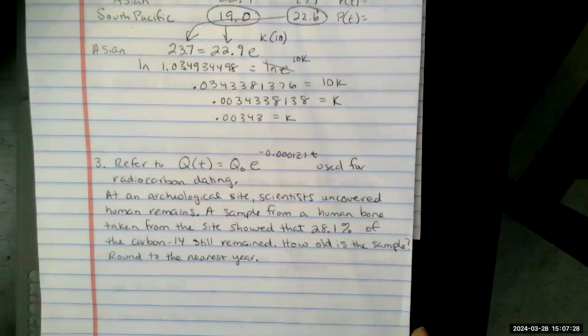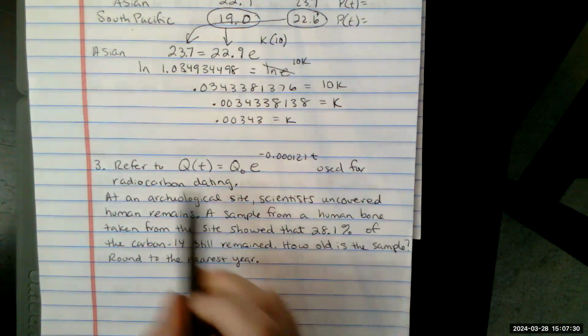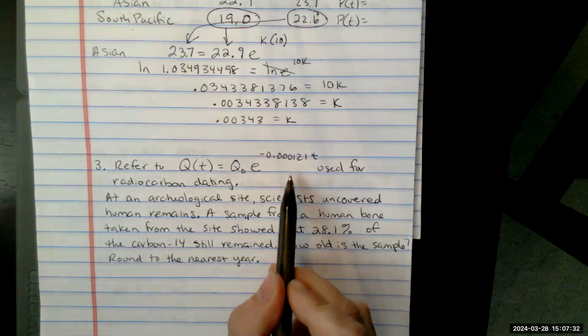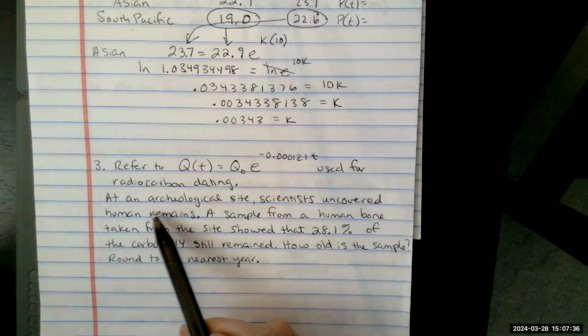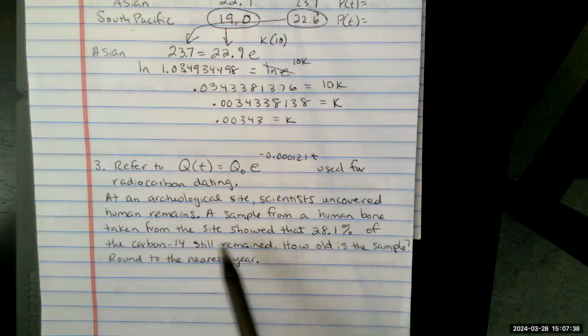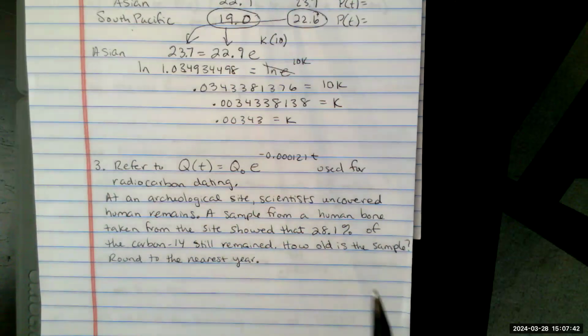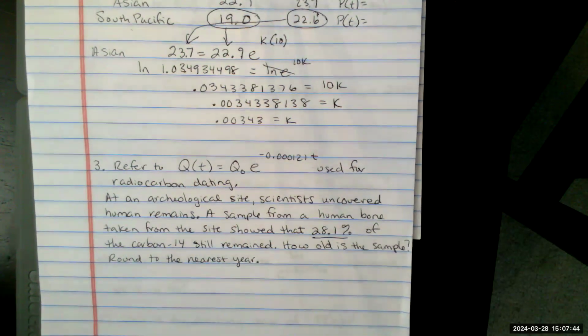All right, let's look at 3. Refer to this equation, which is very similar to what we've been doing, used for radiocarbon dating. At an archaeological site, scientists uncover human remains. A sample from a human bone taken from the site showed that 28.1% of the carbon-14 still remained. How old is the sample?